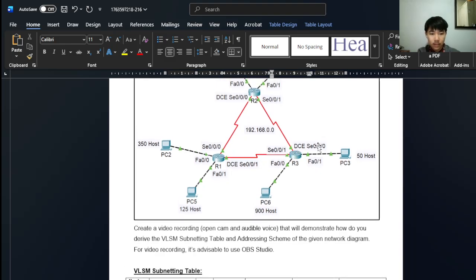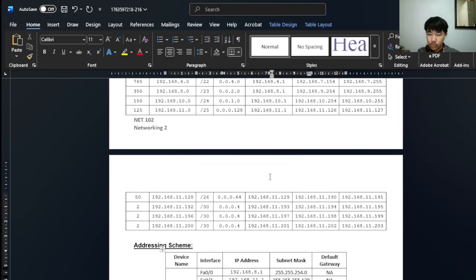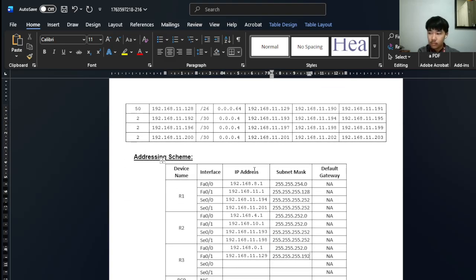Serial 0 is connected to router 2. Let's get this one, 192.168.11.197. So it has the same subnet mask.